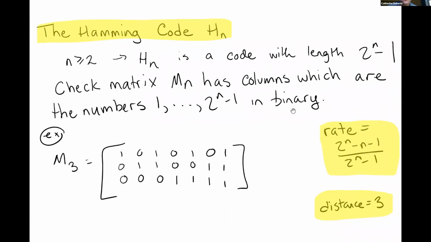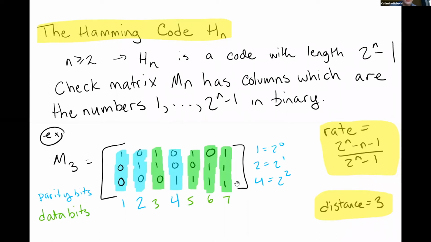So let's talk a little bit more about this binary stuff. Here is the check matrix for the Hamming code H_3. We see we've got a 3 by 7 matrix. These columns are the numbers 1 through 7 written out in binary expansion. So the first row is indicating, is there a 1, then is there a 2, then is there a 4? So this column is 1, this column is 2, this column is 3, because we have 1 plus 2, then 4, 5, 6, 7.